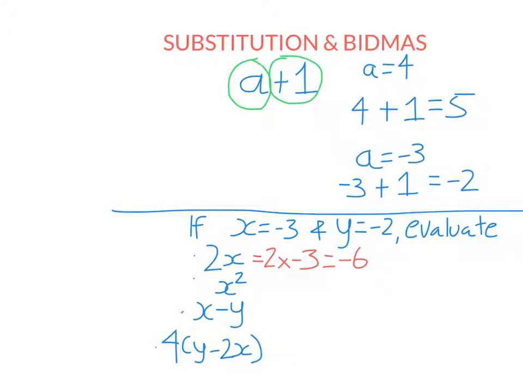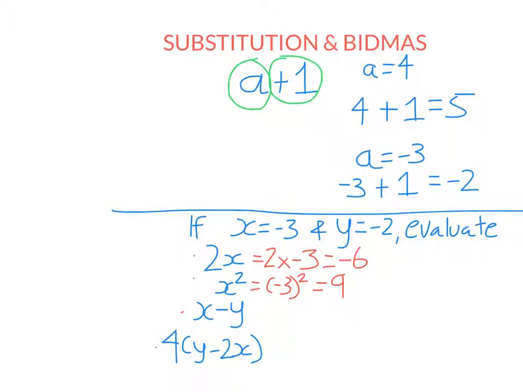So let's look at the second one, x squared. Now this is important. If you're putting this on your calculator, it needs to be in brackets. Whenever you square a negative number, the answer is positive. So x squared is actually positive 9. Because remember, squaring means timesing something by itself. And if you times a negative by itself, a negative times a negative, you get a positive.